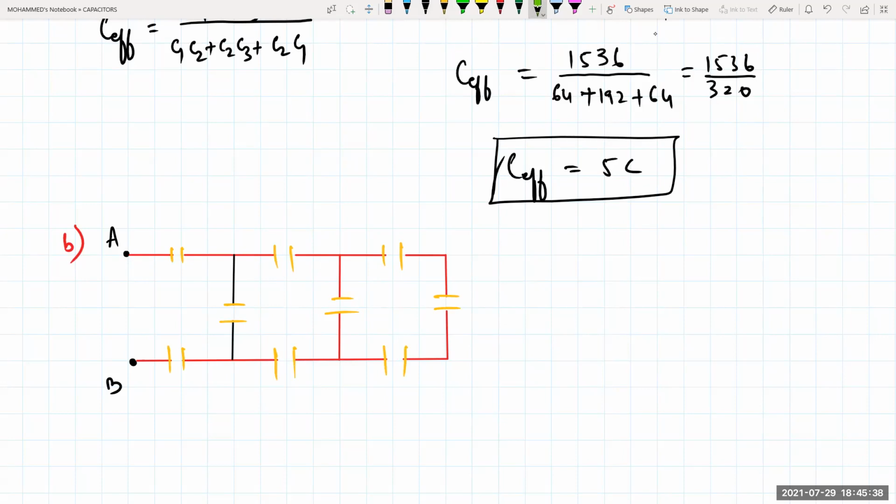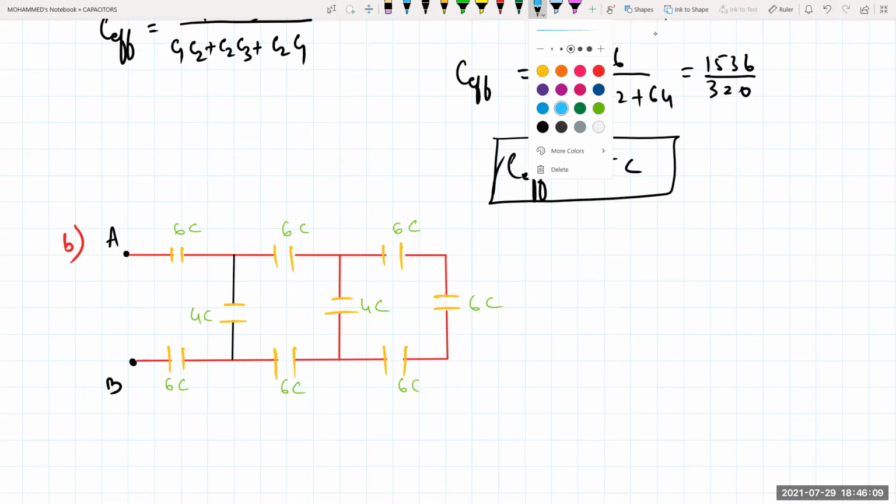Values of these, say for example, this is 6C, this one is also 6C, and all the others are 6C as well. Okay, and in the middle we have 4C. So this one is 4C and this one is also 4C.